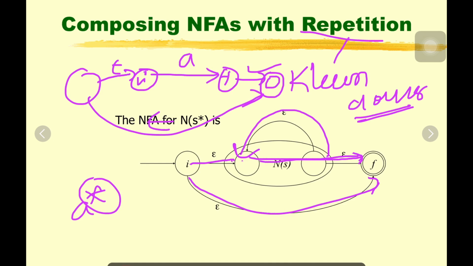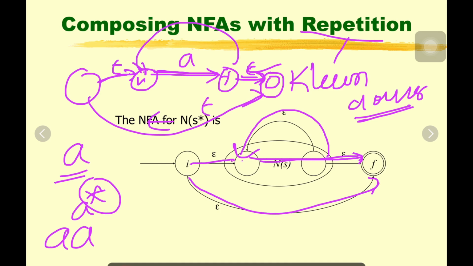Suppose there is only A. Your input is only A. It will take this path, go and join. Suppose there is an input AA. It will take this path, read one A. We have one more A. Then it will come back to this through epsilon, read one more A and join, and go to the final state. Like this, any number of A's are there, it will be accepted and reach the final state.